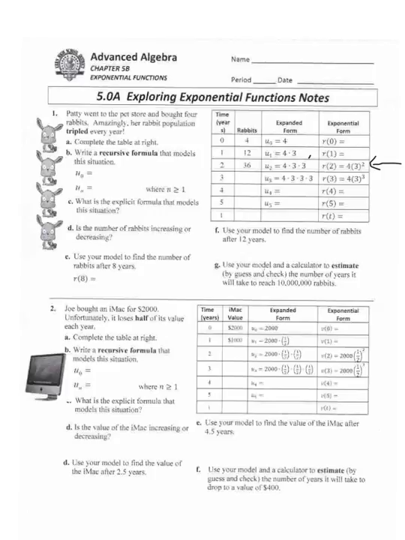So here it's 4 times 3 times 3. And then here it's 4 times 3 times 3 times 3. So it looks like they added a multiple of 3. They multiplied by 3 one more time, right?